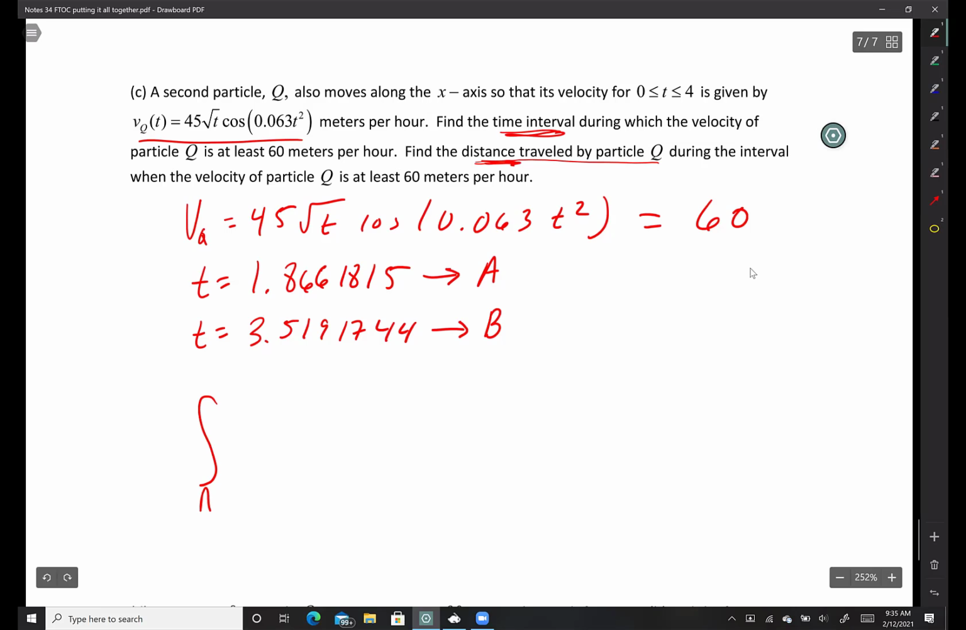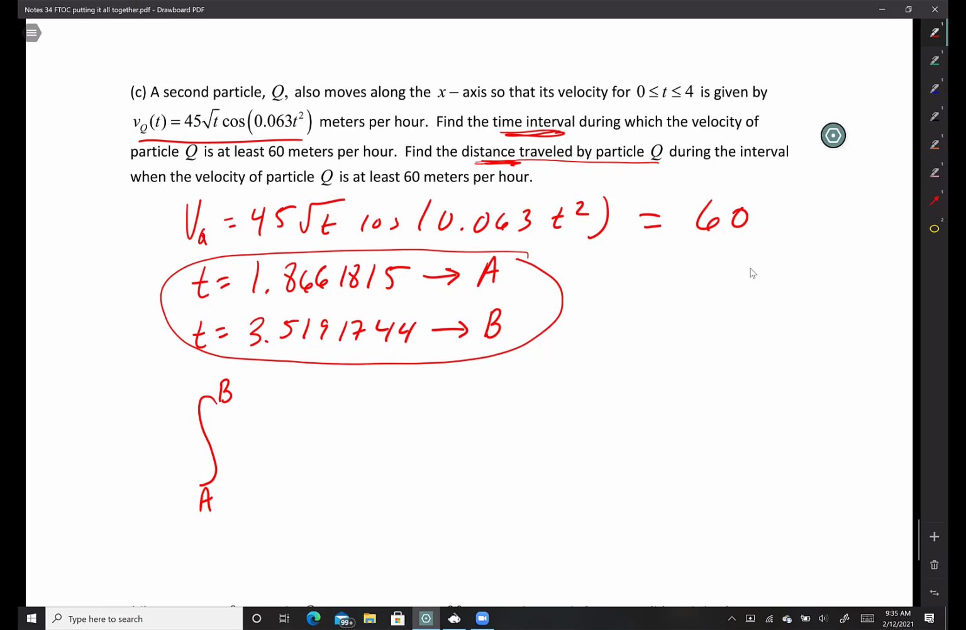But I would still advise to put the absolute value since it says the word distance. I'm going to put A. I'm going to put B. And make sure you have it in the work somewhere to tell the graders that you know what A and B are. A is 1.866. I put an arrow to the A. And the B is 3.519, and I put an arrow to the B. You can also use equal signs if you don't like the arrows.